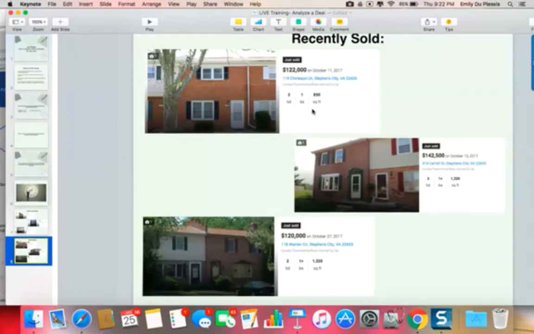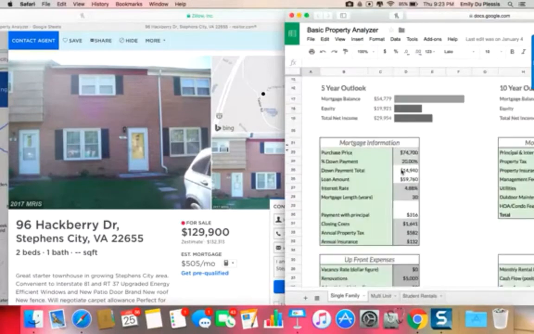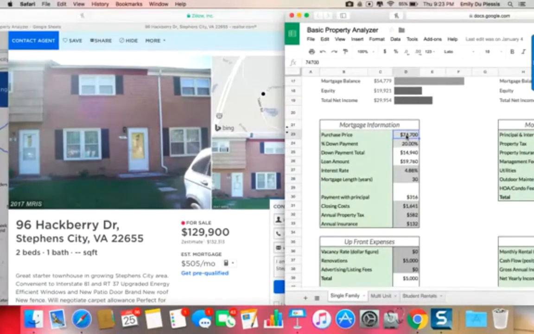So I can see that potentially it might be a little bit high. But I know that some of those bigger ticket items were recently updated, so that's definitely a plus on my side. But either way, I never typically go in and offer full price unless it's a bidding war. So let's just say that my target acquisition price is $124,500, right? So I'm going to pull my analyzer up and I'm going to put that information in here.